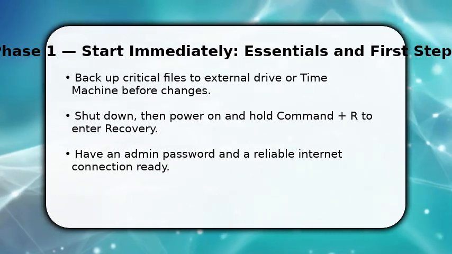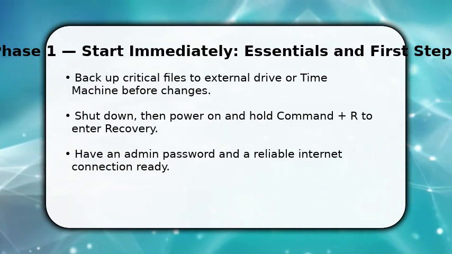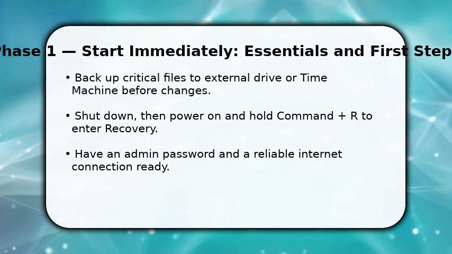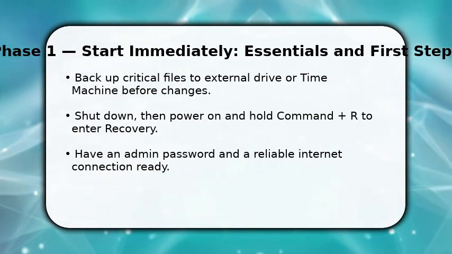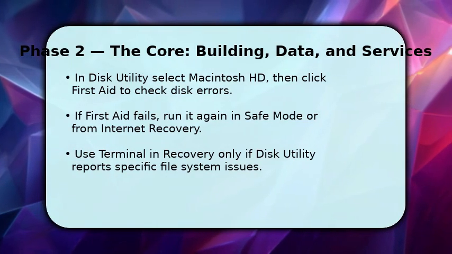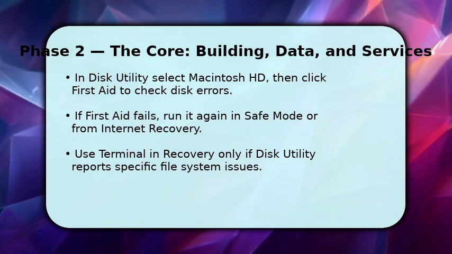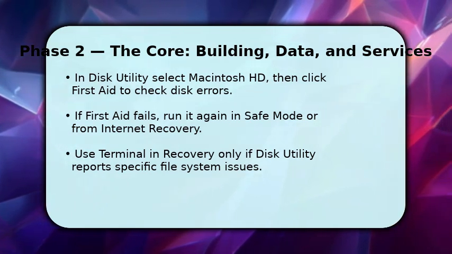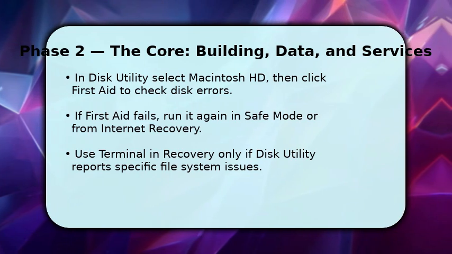Once in recovery, choose Disk Utility and select Macintosh HD. You're already past setup. Now we'll move directly into checking and repairing the disk structure. Once you've selected Macintosh HD, click First Aid and start the scan. This verifies the file system and fixes common directory errors.